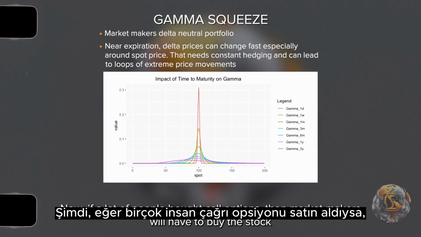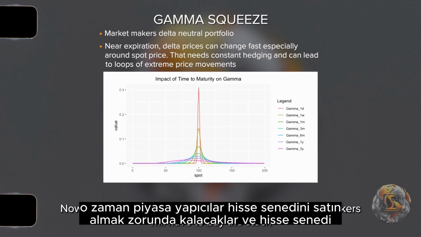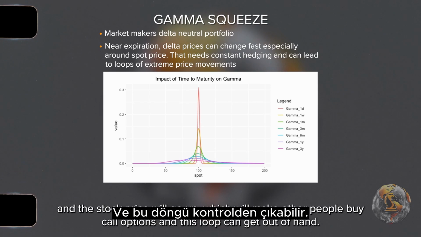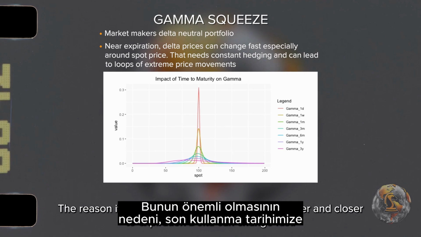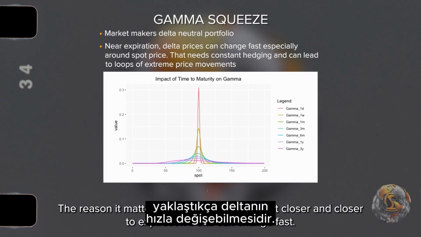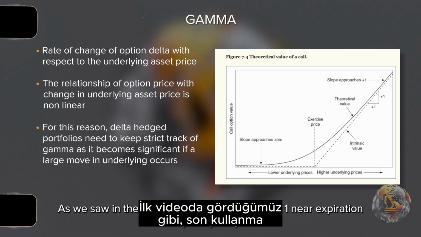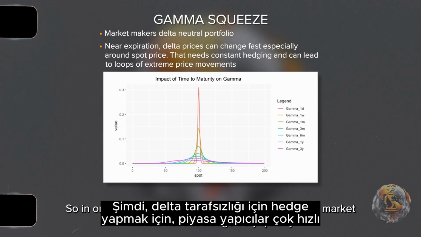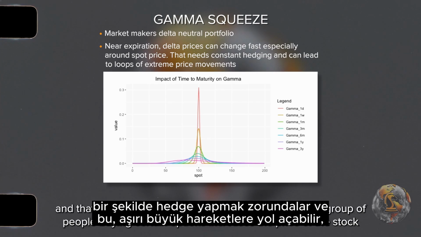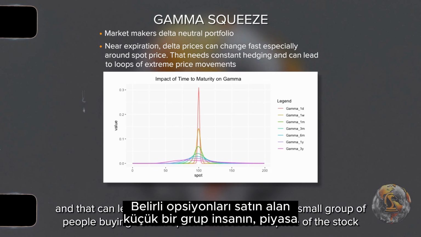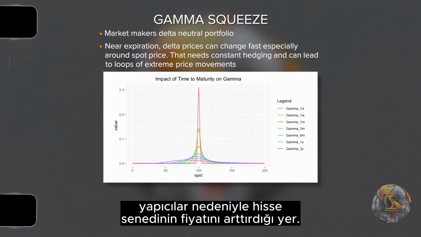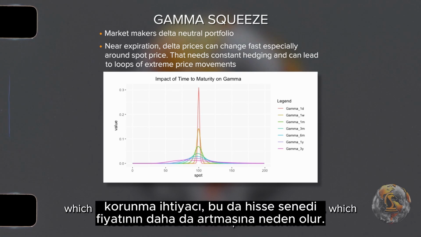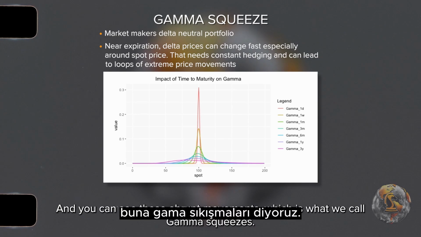Now, if a lot of people bought call options, then market makers will have to buy the stock, and the stock price will go up, which will make other people buy call options, and this loop can get out of hand. The reason it matters is because when we get closer and closer to expiration, delta can change fast. As we saw in the first video, it can go from 0 to 1 near expiration quite quickly. So in order to hedge for delta neutrality, the market makers have to hedge very quickly, and that can lead to outsized movements, where a small group of people buying certain options increases the price of the stock because the market makers need to hedge, which in turn leads to people buying more call options, which leads to an increase in stock price even more. And you can see these abrupt movements, which is what we call gamma squeezes.